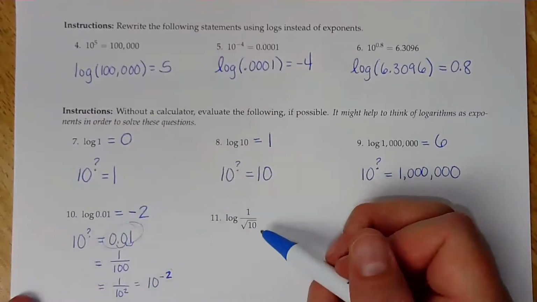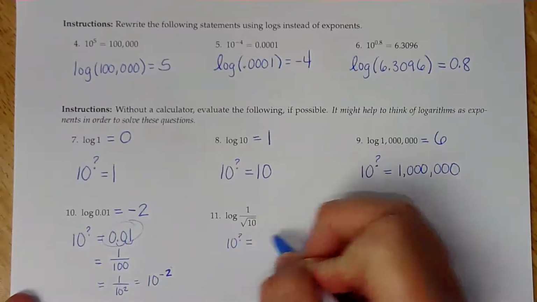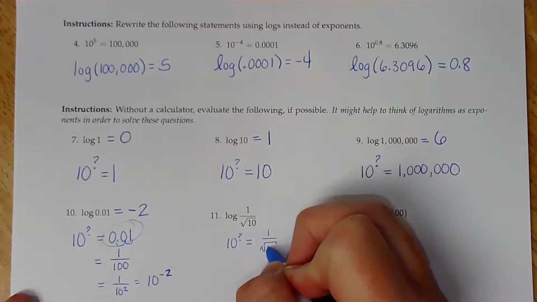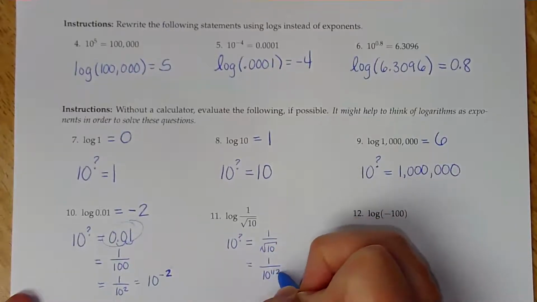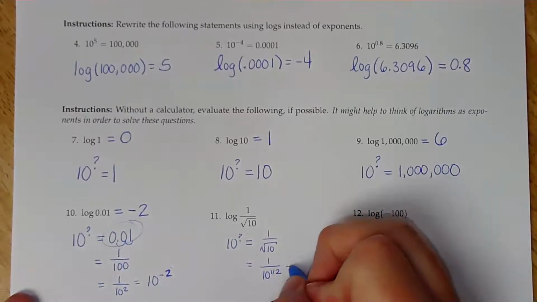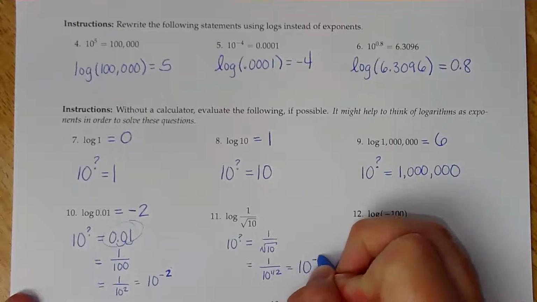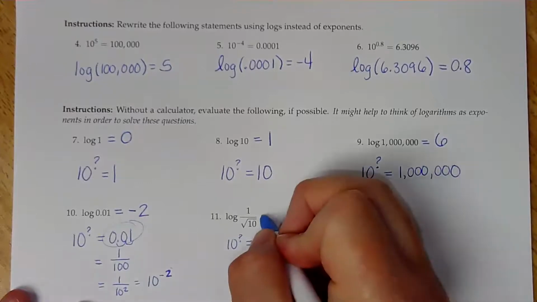Log of 1 over root 10. So this is 10 to the question mark is equal to 1 over the square root of 10. So that's 1 over 10 to the 1/2. And if I want to bring that up into the numerator, I can rewrite that with a negative exponent. So that's 10 to the negative 1/2. So log of 1 over root 10 is negative 1/2.